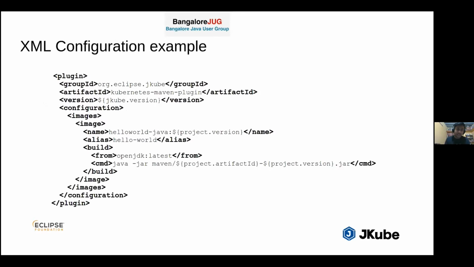All right, so this is just an example of the XML configuration. Right now, we are providing the image as XML configuration. This is for the container image that we would be building. So this is the name of the image, the alias, and the base image. It's going to be the latest version of OpenJDK. And as the CMD, the entry point of the container, we are just executing the jar.